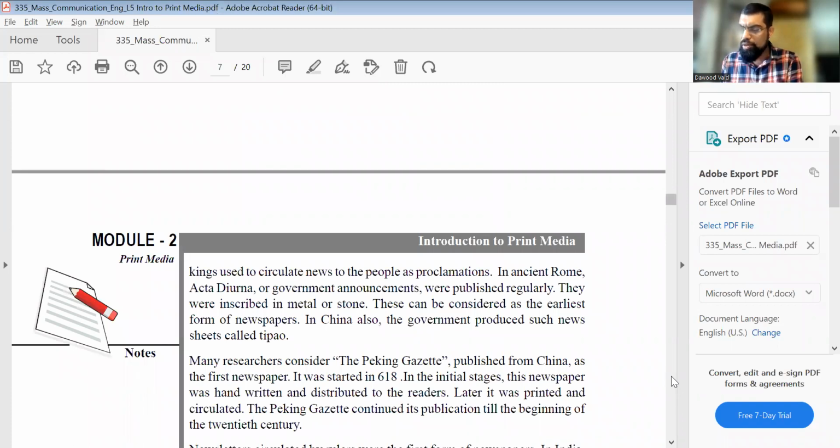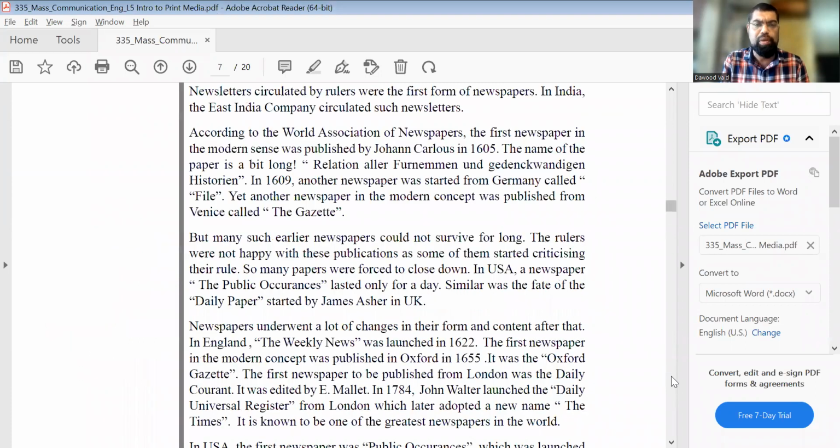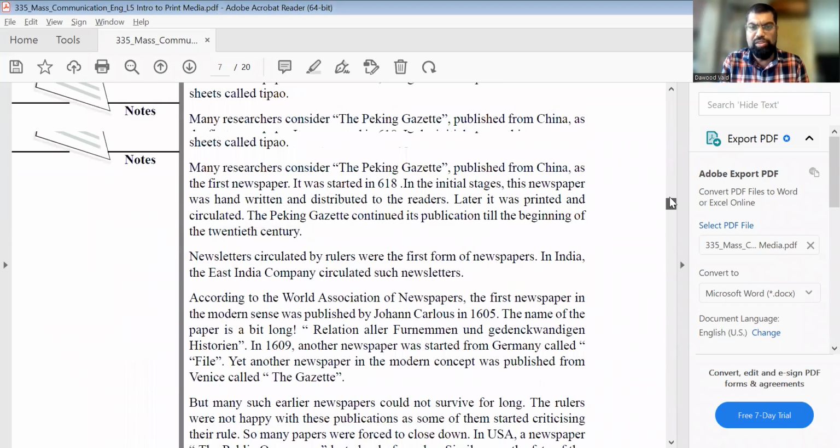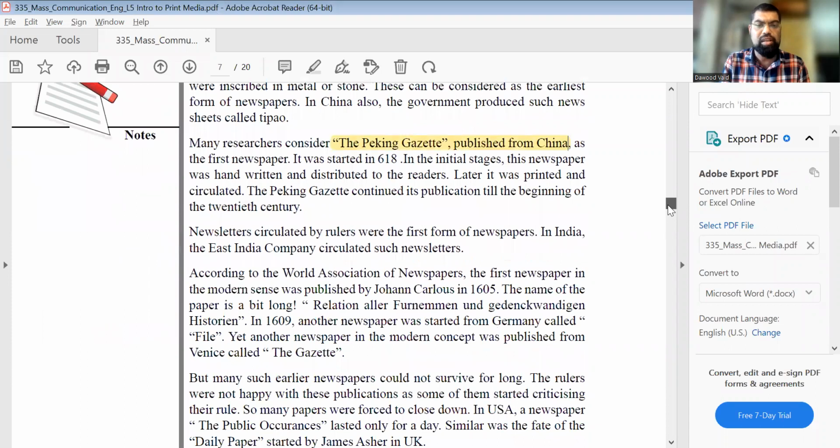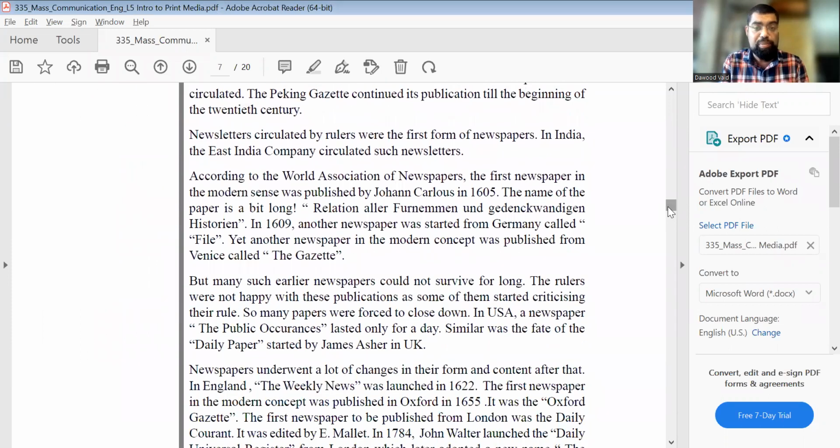Now, in terms of understanding the first newspaper, these are some quick questions. Remember, the Chinese were the first people, so the first newspaper was published in China, and Beijing is the capital of China. The old name of Beijing was Peking, so this is called the Peking Gazette. As newspapers became more popular, they started being circulated. The East India Company came to India. All of these stories that we know of.